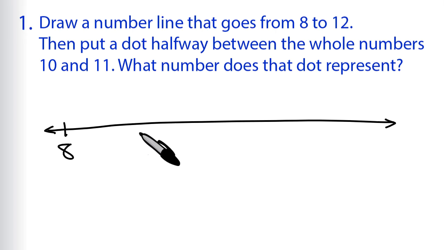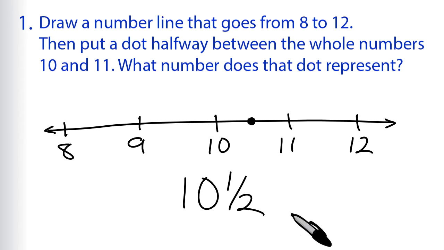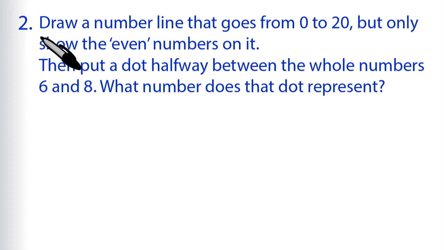Okay, so this will be for 8, and then we'll space it out about here: 8, 9, 10, 11, 12. Oh, that's pretty good. Now we're going to put a dot halfway between the whole numbers 10 and 11. So in between 10 and 11 on the number line, put this right here. And then what number does that dot represent? Well, it's halfway between 10 and 11, so it's 1/2 more than 10, so it's 10 and a half. Or if you want to write it as a decimal, it'd be 10.5.